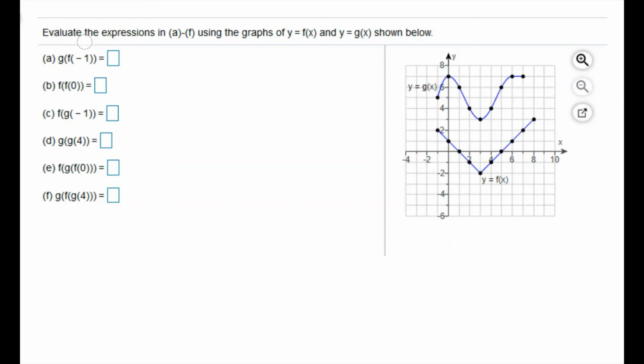This example says evaluate the expressions in A through F using the graphs y equals f of x and y equals g of x shown below. So we have two graphs. This one's labeled g of x, and this one's labeled f of x, and we're supposed to use these to help us answer the questions that are over here.